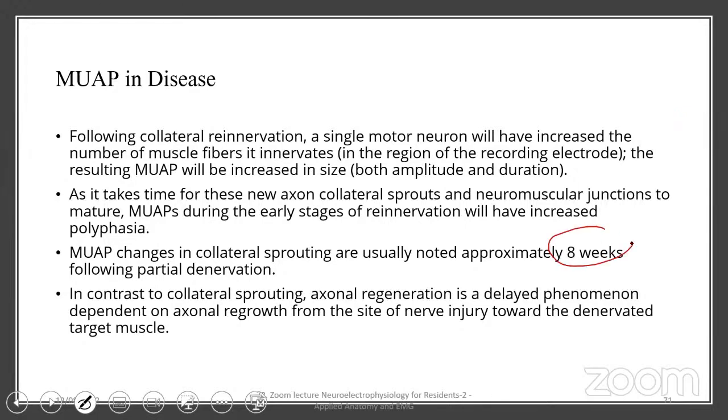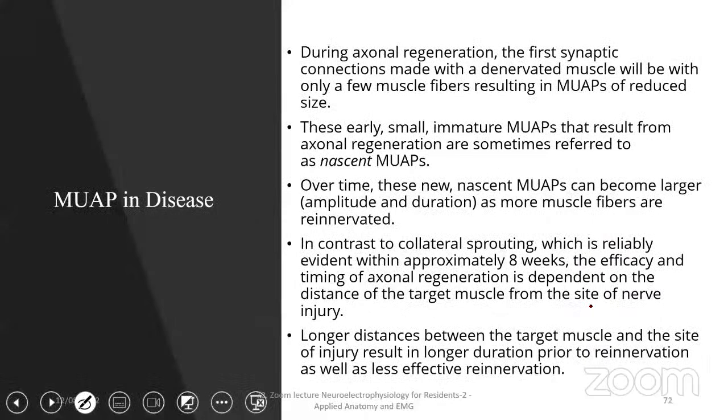In contrast to collateral sprouting, axonal regeneration is a delayed phenomenon dependent on the axonal regrowth from the site of nerve injury towards the denervated target muscles. During axonal regeneration, the first synaptic connections made with a denervated muscle will be with only a few muscle fibers, resulting in MUAPs of reduced size. They are called nascent potentials, nascent MUAPs.